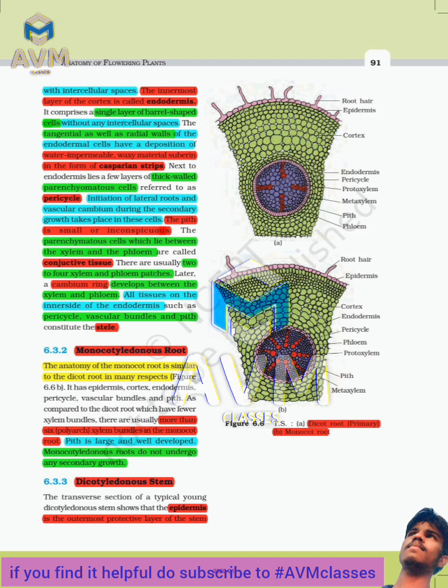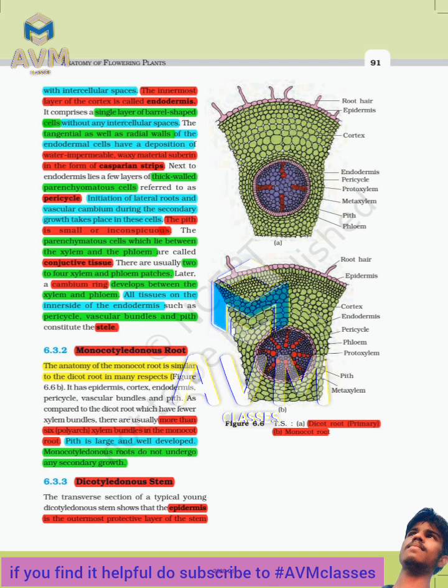6.3.2 Monocotyledonous root. The anatomy of the monocot root is similar to the dicot root in many respects. It has epidermis, cortex, endodermis, pericycle, vascular bundles and pith. As compared to the dicot root, which has fewer xylem bundles, there are usually more than 6 xylem bundles in the monocot root. Pith is large and well developed. Monocotyledonous roots do not undergo any secondary growth.